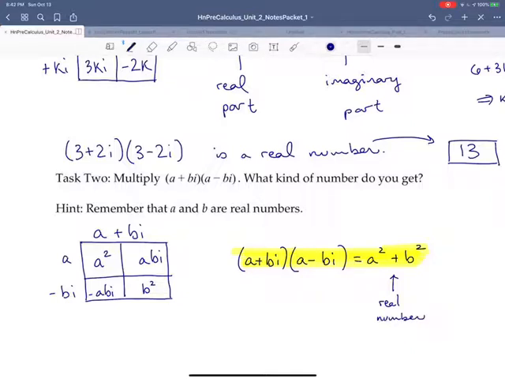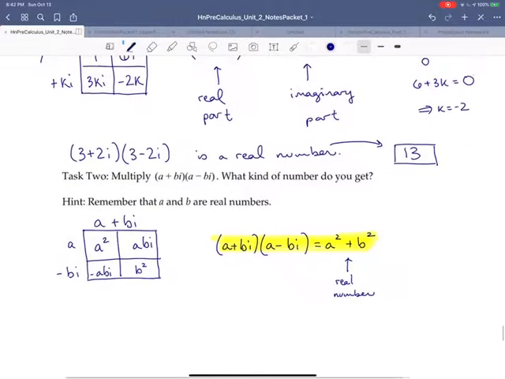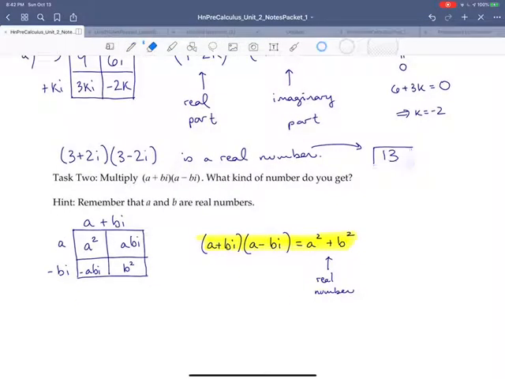And back to this example up here, we can get 13 by squaring 3 and adding it to the square of 2. This gives us 9 plus 4. And this is going to be true anytime we multiply a number of the form a plus bi by a minus bi.